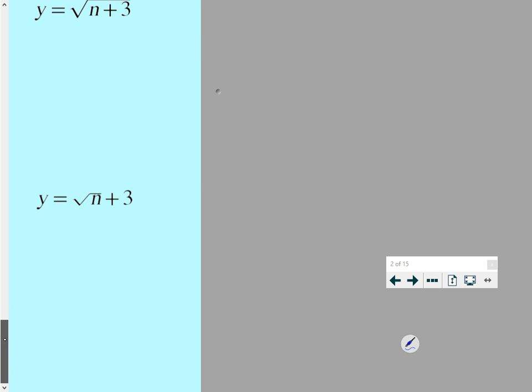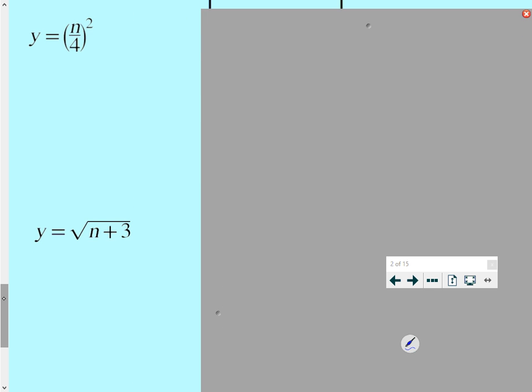What have we got? 3 more. Okay. So this time, first thing, I'll be dividing by 4 because it's in the bracket, and then I'm going to be squaring it. So when I'm working backwards, I'm going to square root both sides first, and then I'm going to times by 4.